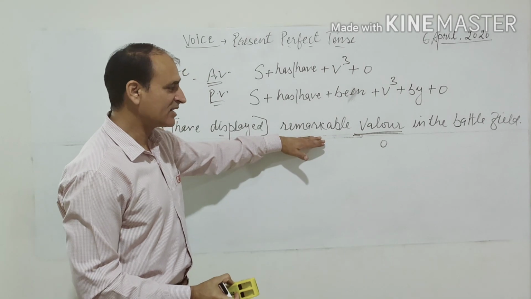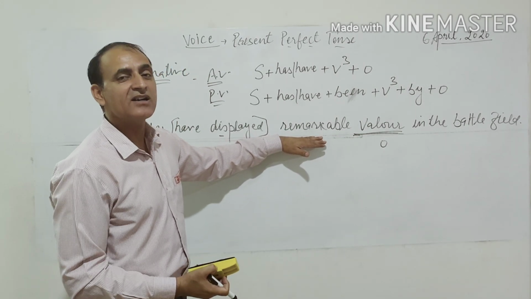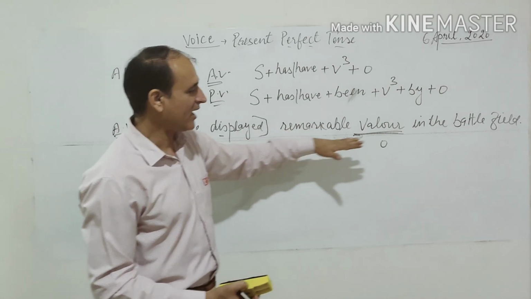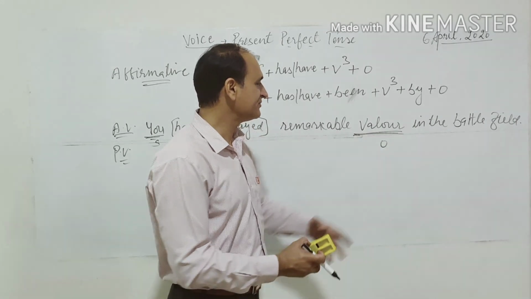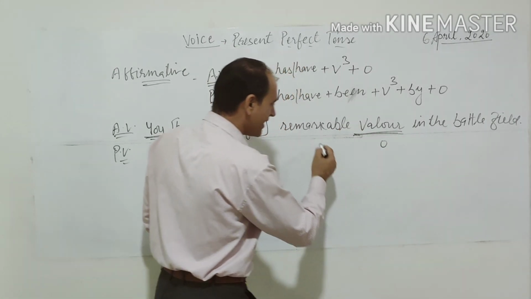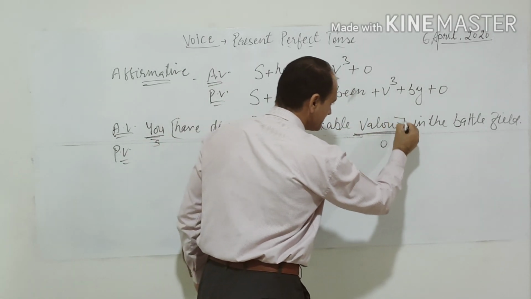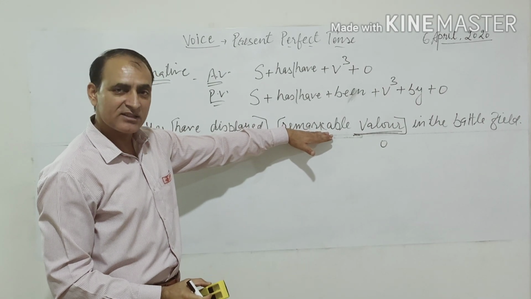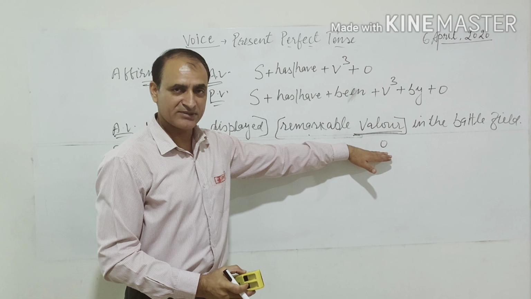And then remarkable. Remarkable is the descriptive word. We call it adjective, and adjectives are always used for nouns, and our object is a noun. Valor is a noun, abstract noun. So whenever you find adjective followed by noun, that becomes a group. So in this sentence we have two words together which are working as an object of the verb.